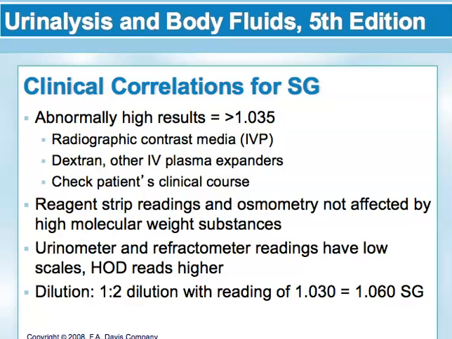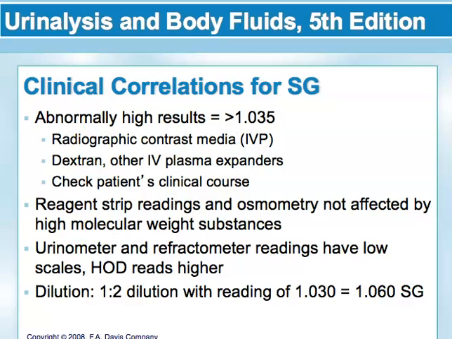Okay, clinical correlations for specific gravity. The only ones that we will worry about on this slide are the abnormally high results. Specific gravity results greater than 1.035 could be due to the following. So it could be due to radiographic contrast dye. So if the patient has had a recent radiology procedure in which they had to use contrast dye, that could affect the results.